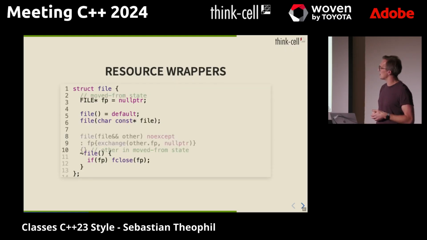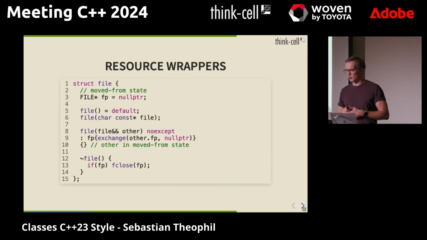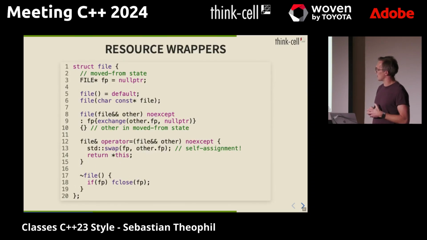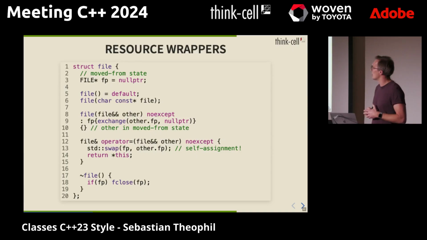So we implement our own move construction. And then we also have to implement our own move assignment to get the correct semantics. And now we have a movable file type, and that can't leak that std file pointer.